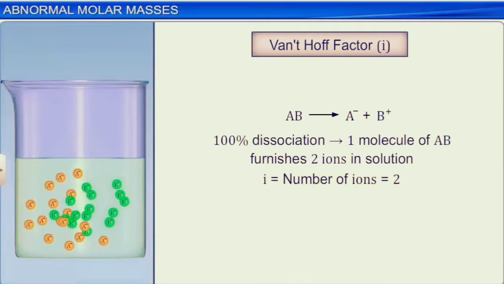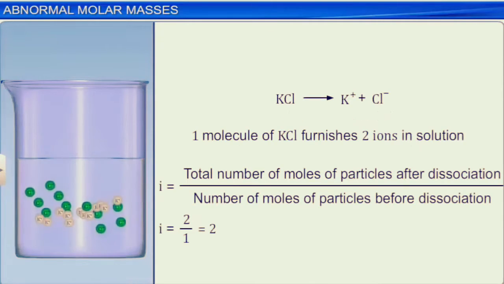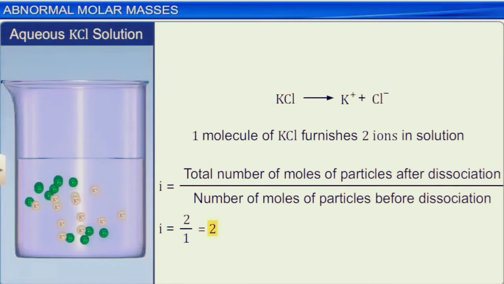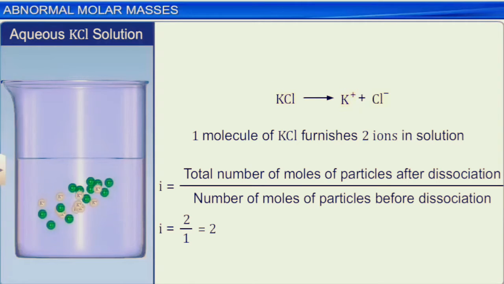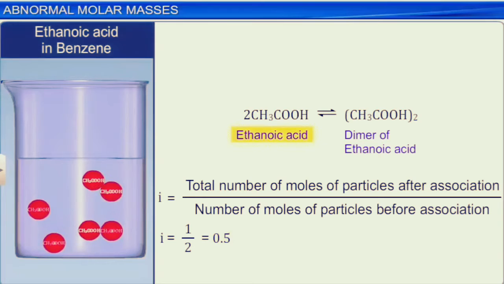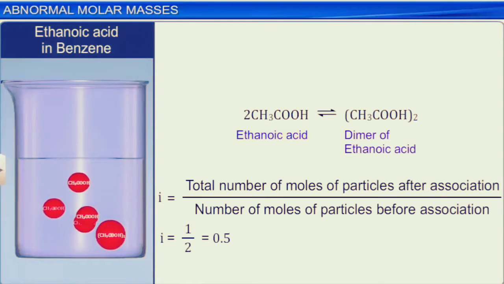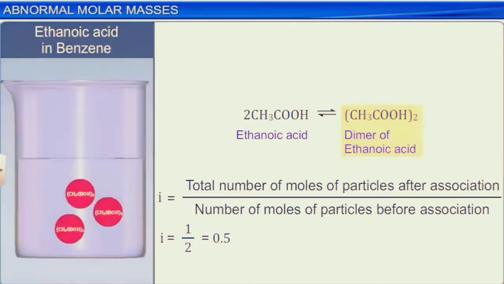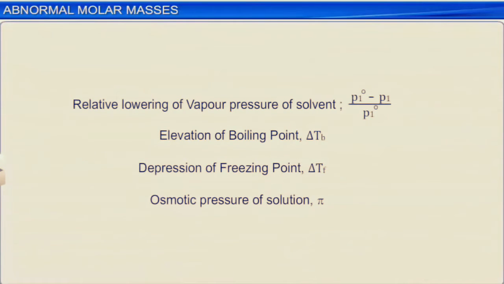For example, the value of i is 2 for aqueous KCl. This signifies that KCl has dissociated completely into potassium and chloride ions. The value of i equal to nearly 0.5 for ethanoic acid in benzene, which signifies that nearly the entire ethanoic acid has undergone association and exists as a dimer. The modified equations for colligative properties using the van 't Hoff's factor can therefore be written as follows.